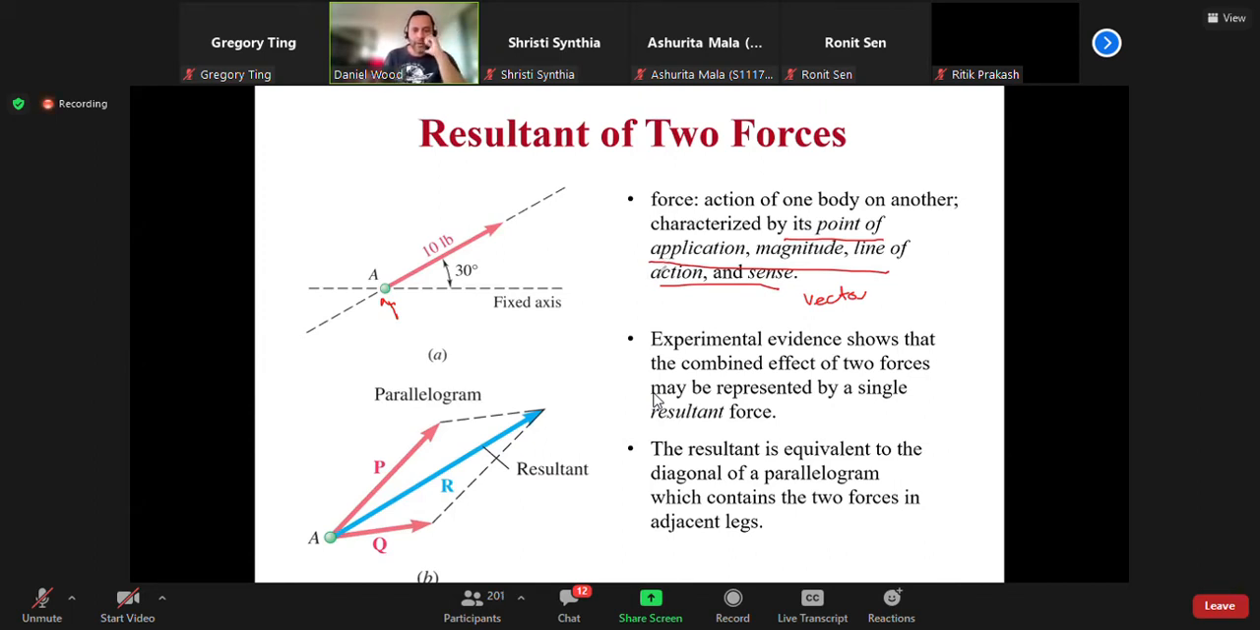Experimental evidence shows that the combined effect of two forces, so now we've got two forces, may be represented by a single resultant force. The resultant is equivalent to the diagonal of a parallelogram which contains the two forces on adjacent legs.